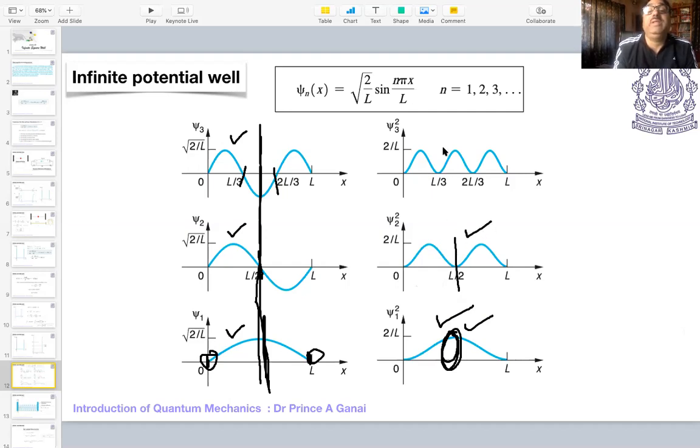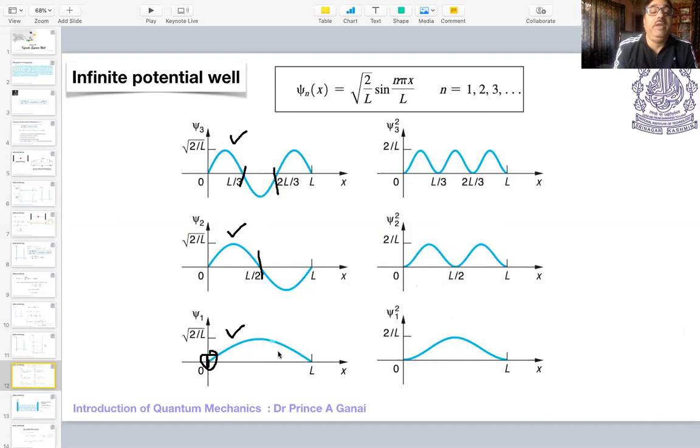And again, you can see that when psi3 square is plotted, the probabilities are distributed in this manner. So we get a sense of how the probability distribution of the particle confined to a one-dimensional potential well can be obtained using the Schrodinger equation.